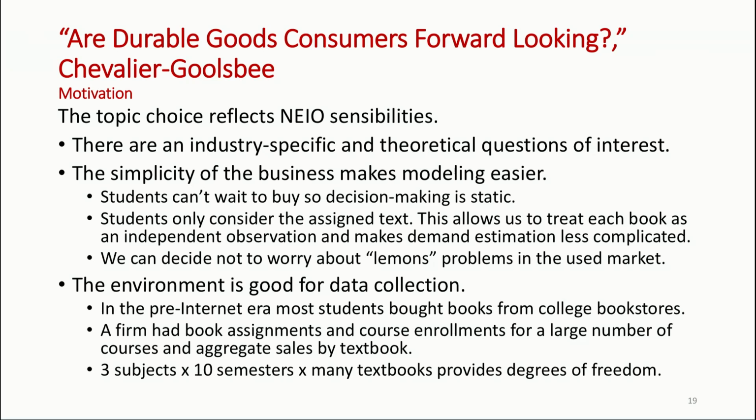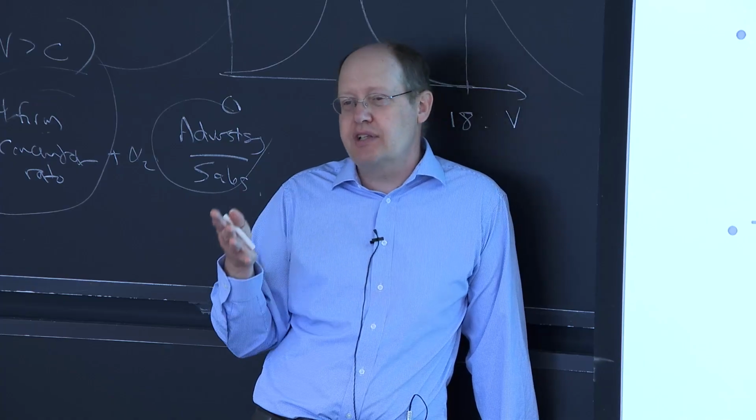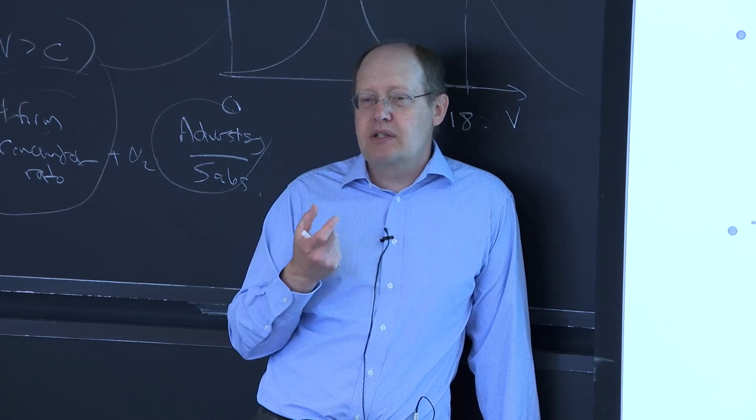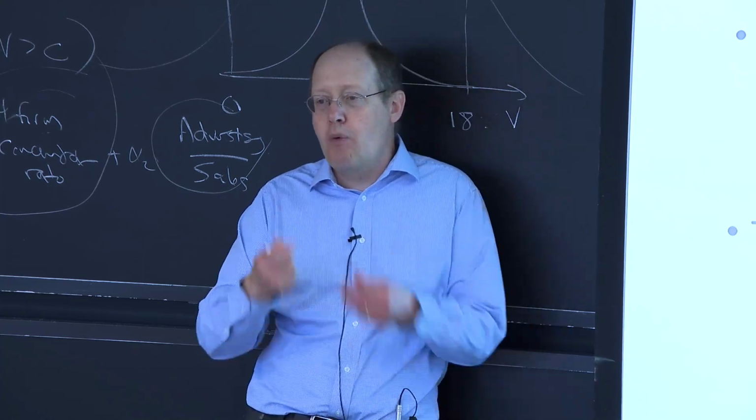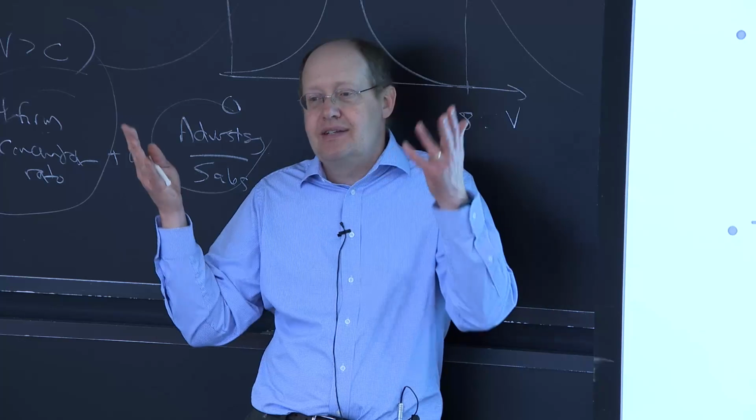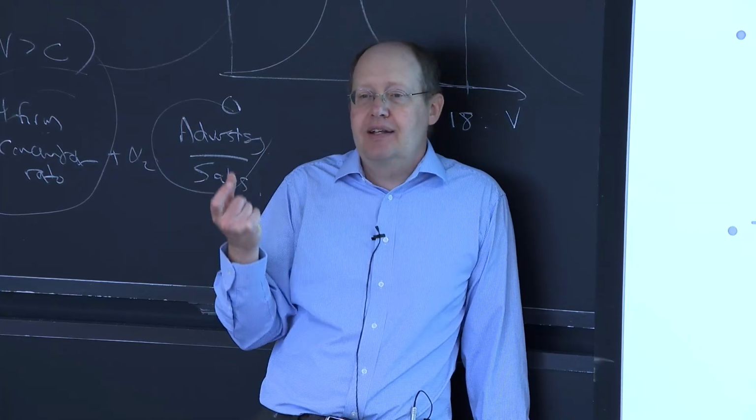We also can think about things we can ignore. In many used goods markets, you'd want to study a lemons problem. What do consumers think about the quality of the used car versus the new car, and how does that change over time? Used textbooks, especially if you buy them in the college bookstore, you can just open them up, look at them, see how much highlighting there is in it, and then buy it or not.